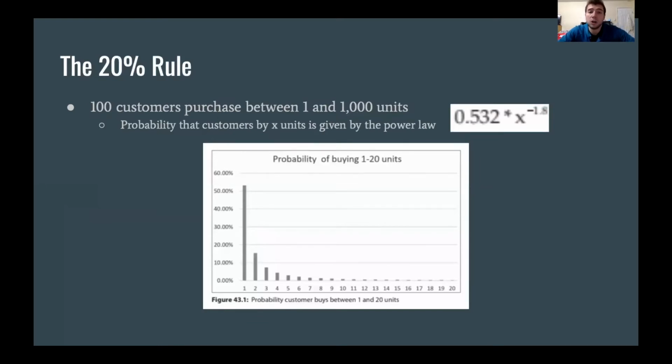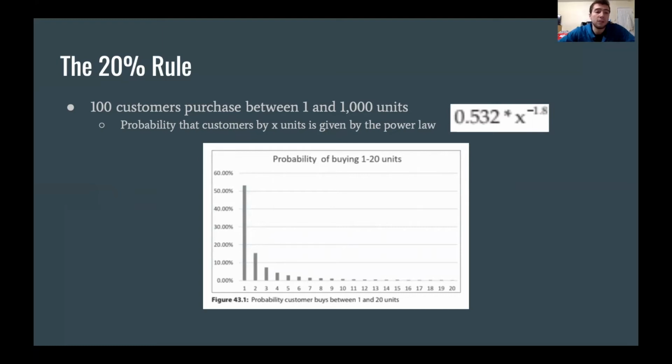So let's assume 100 customers purchase between 1 and 1,000 units from 100 different companies. The probability that the customers buy X units is given by the power law 0.532 times X to the negative 1.8 power. This constant of 0.532 ensures that the sum of the probabilities of a customer ordering between 1 and 1,000 equals 1. And you can see this in the chart.